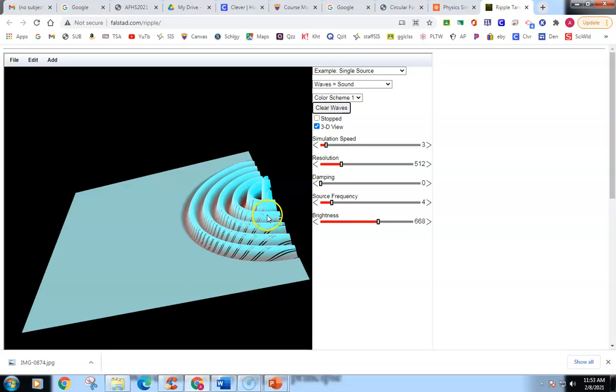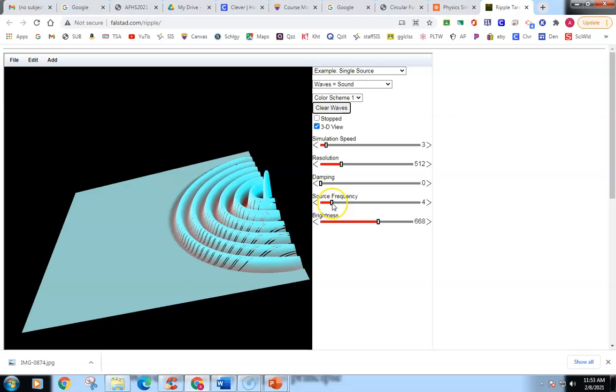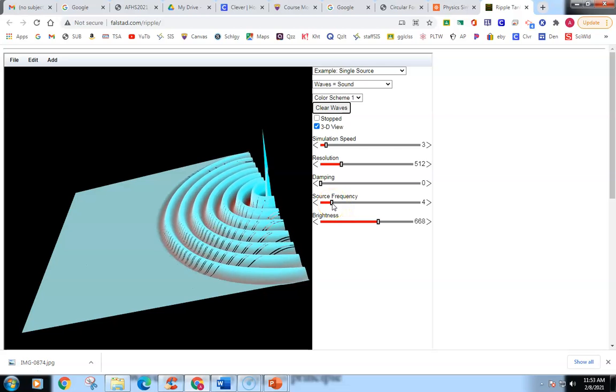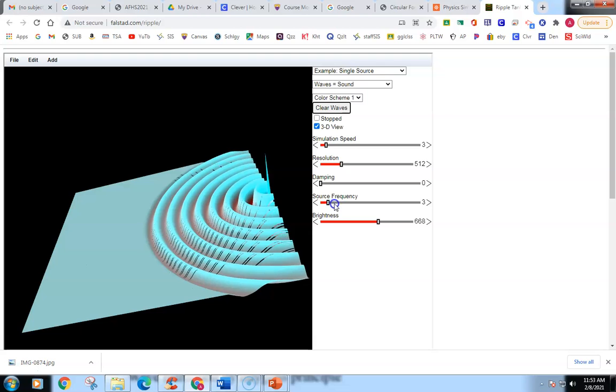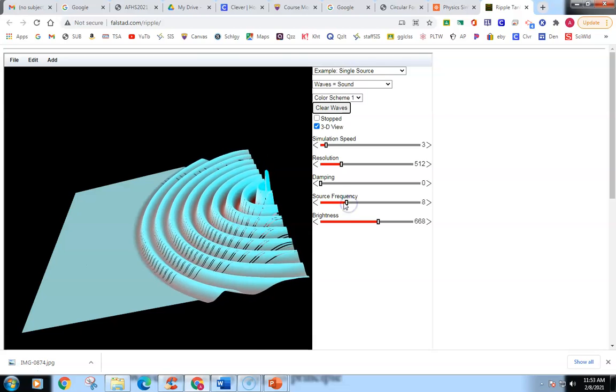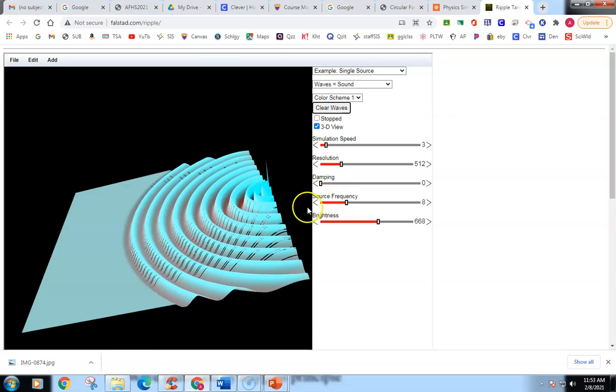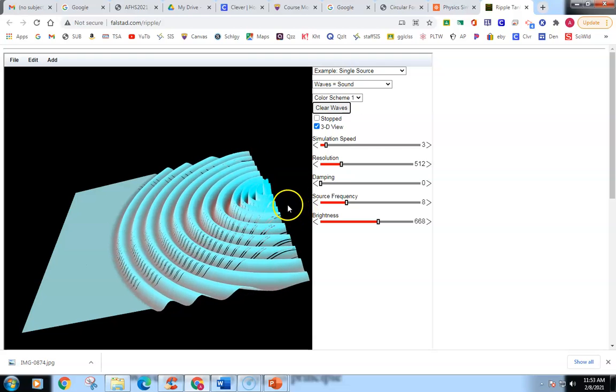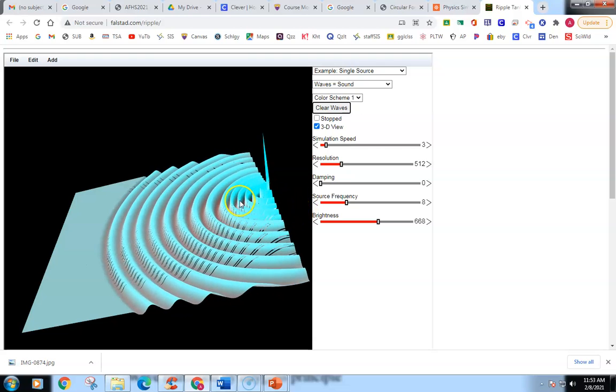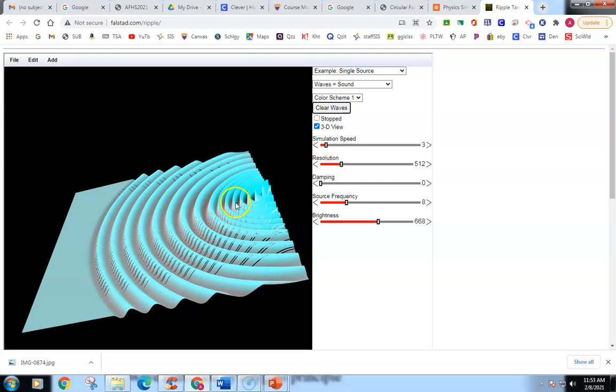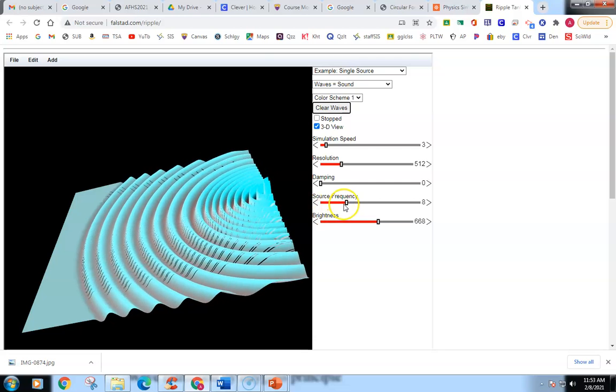So now what I want to do is increase the frequency. If I increase the frequency, what's going to happen to my wavelength? Now I've doubled the frequency. You can see that my wavelength has decreased. As a matter of fact, it's half of what it was before.